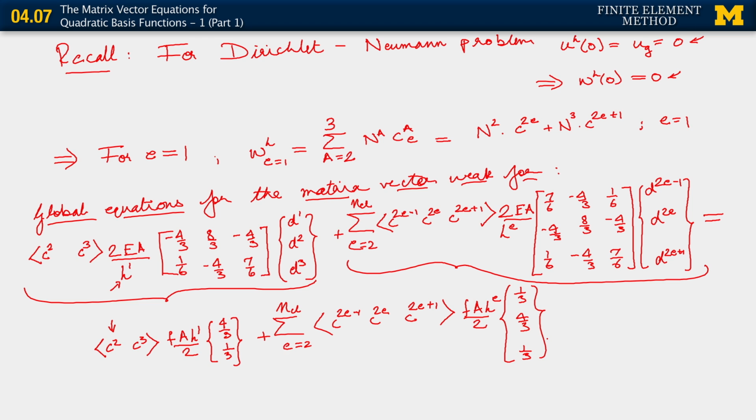In addition, let's never forget the Neumann boundary term, which is WH at L, but that is simply C2 NEL plus 1 times T A. Okay, that's it. That's really our weak form written out fully in matrix vector notation.